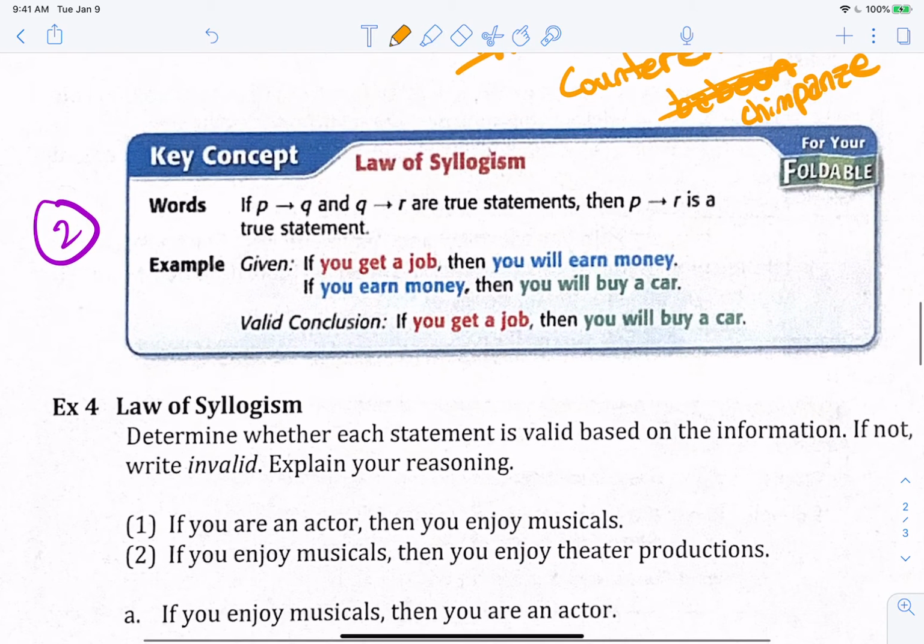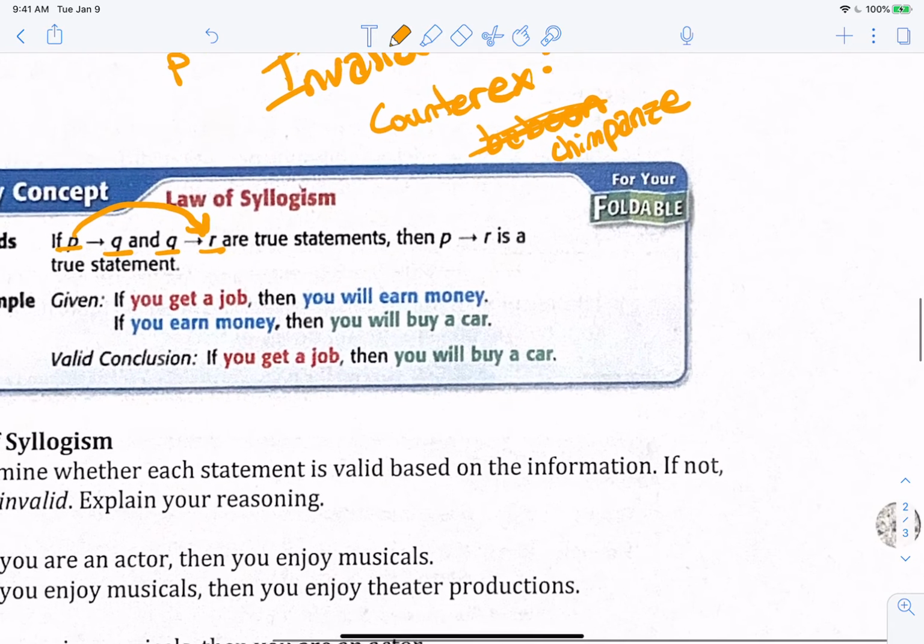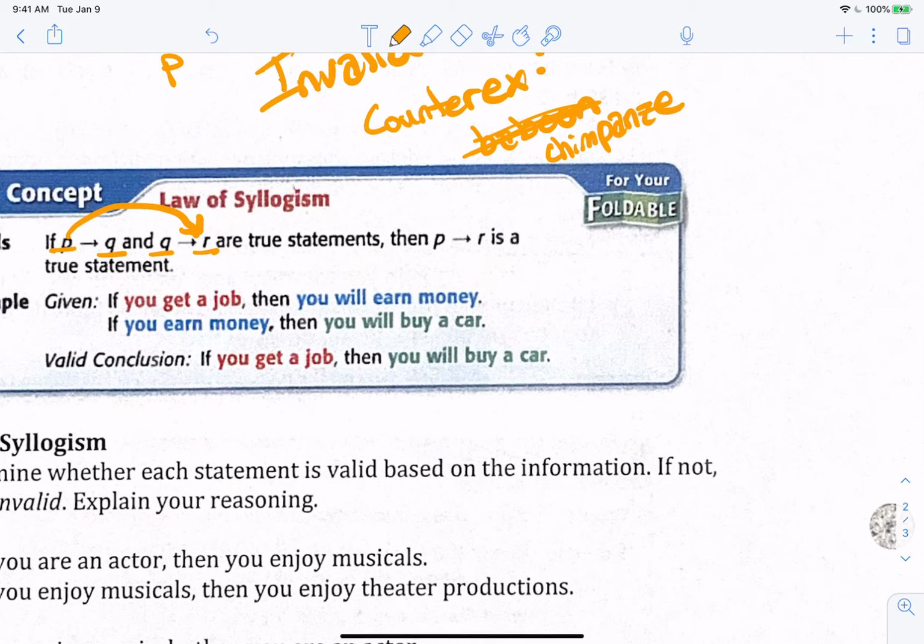Okay? The second one, law of syllogism, says if P is true, then Q is true. If Q is true, then R is true. But that means that if P is true, then R is also true. Okay? All right, so this is also kind of like the transitive property, which we've had before.